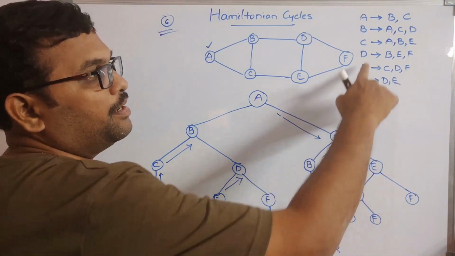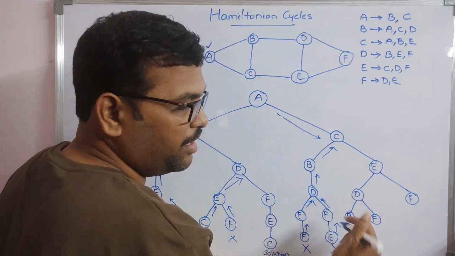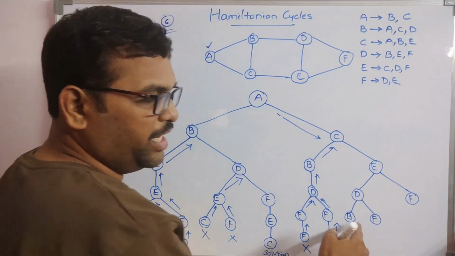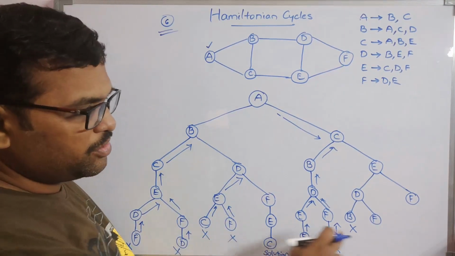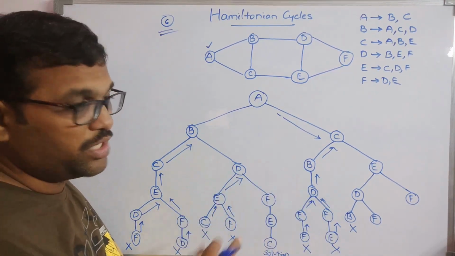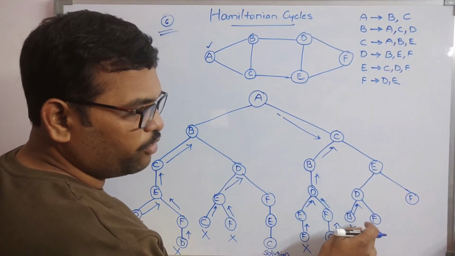Coming to B: A, C, D. A is there, C is there, D is there. So not possible. There is no new edge to unvisited nodes. So it's not a possible solution or a feasible solution. Move on to backtrack towards this one and go with the alternative.